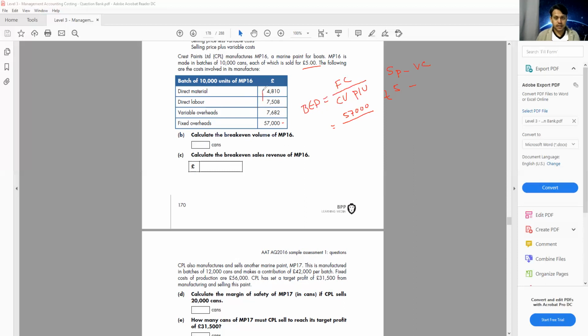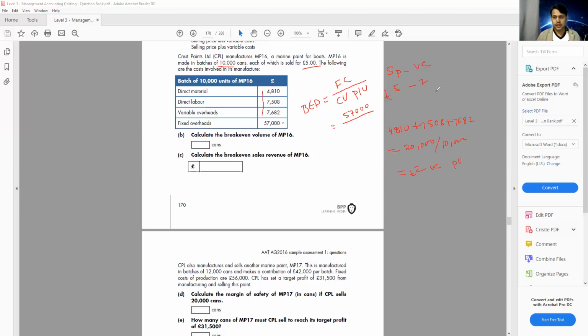So I have the total variable cost here. Let's add all of this: 4810 plus 7508 plus 7682. That is 20,000. The total variable cost is 20,000, for how many units? 10,000 units. Divide by 10,000, so our unit variable cost will be 2.